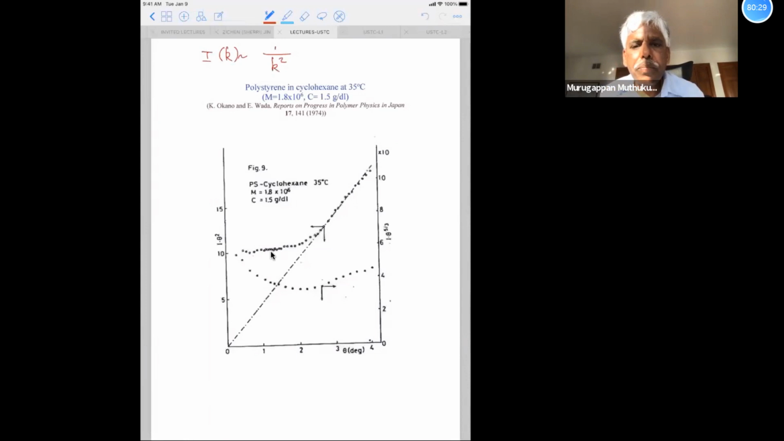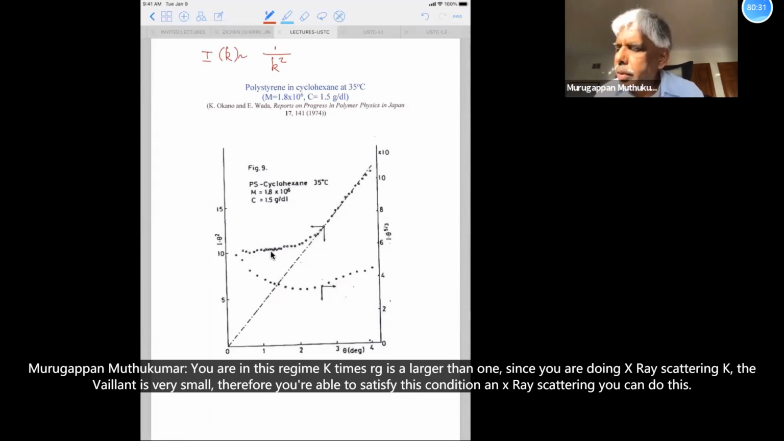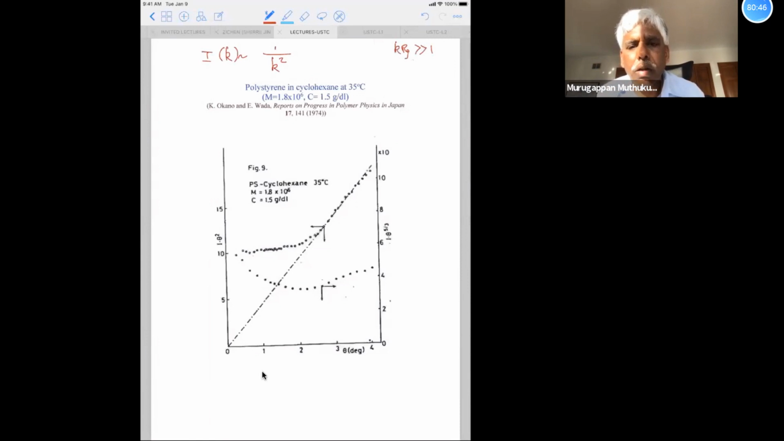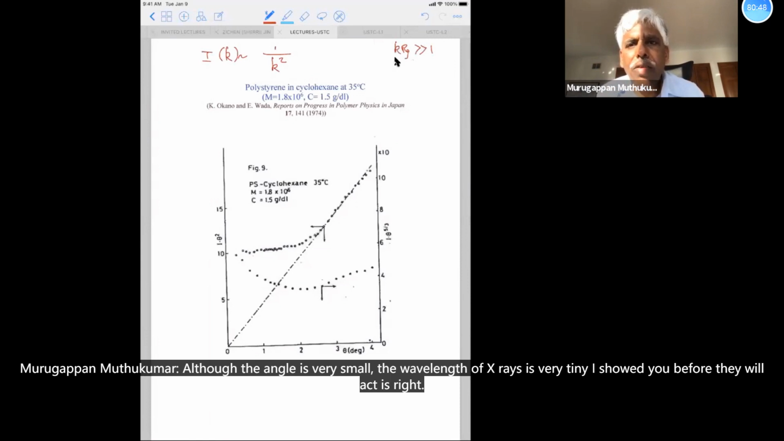If you are in this regime, k times Rg is larger than 1. Since you are doing X-ray scattering, k, the wavelength is very small, therefore you are able to satisfy this condition. In X-ray scattering, you can do this. Although the angle is very small, the wavelength of X-rays is very tiny.